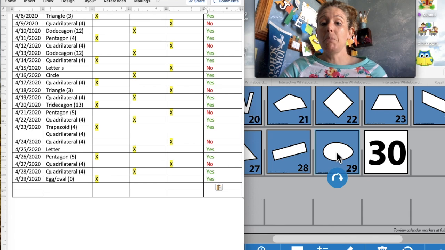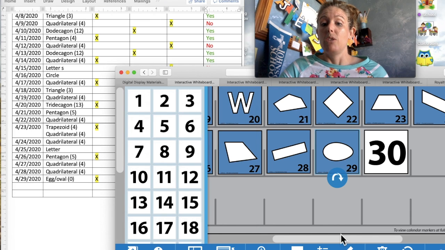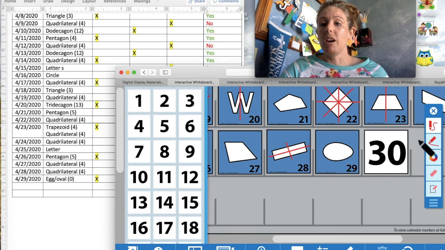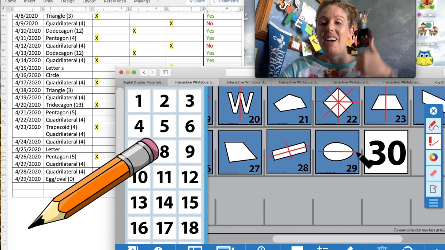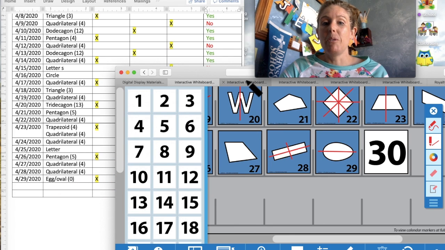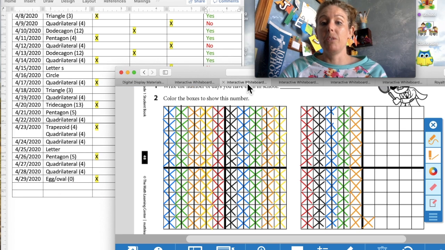On your piece of paper, I want you to go ahead and draw your oval there, that egg shape, and then together we are going to draw in that line of symmetry. So go ahead and draw that in on your piece of paper. Great job, first grade.